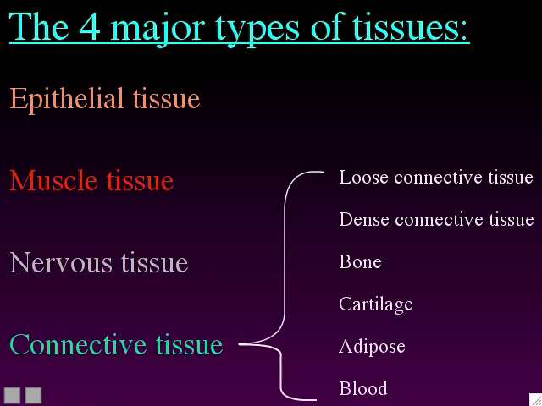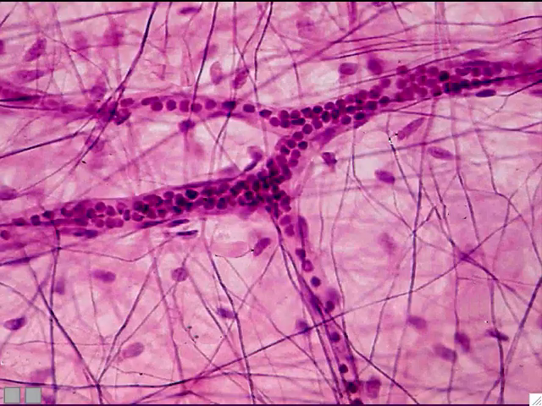Let me give you an example of that. In this slide right here, this part right here is a capillary. Capillaries are small blood vessels. But all this tissue that you see right here outside the capillary, all this tissue that surrounds and protects the capillary, is loose connective tissue. You can see the cells of the loose connective tissue, these little dark dots there.